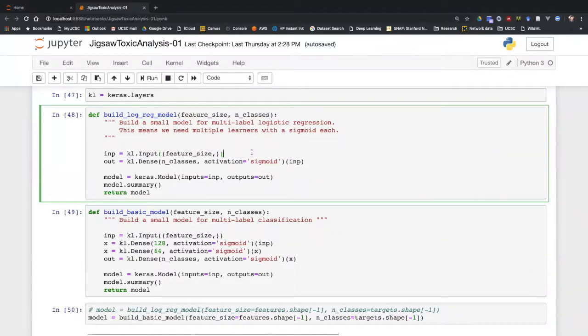Okay, so now looking at the model, we have an input layer, which is taking in all the features, right? So it's taking in a vector of a certain size. There are two kinds of APIs inside Keras. One is called functional, one is called sequential. The way this code is written is functional.